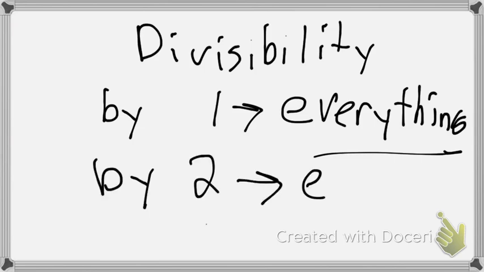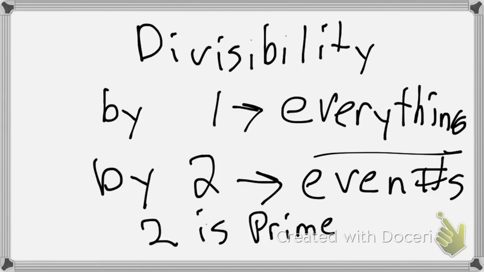By 2. Even numbers are divisible by 2. And that means that all even numbers, or at least the vast majority of even numbers, are not prime. Okay? There is one even prime number, and that's 2. 2 is prime because it's only divisible by 1 and itself. Okay?